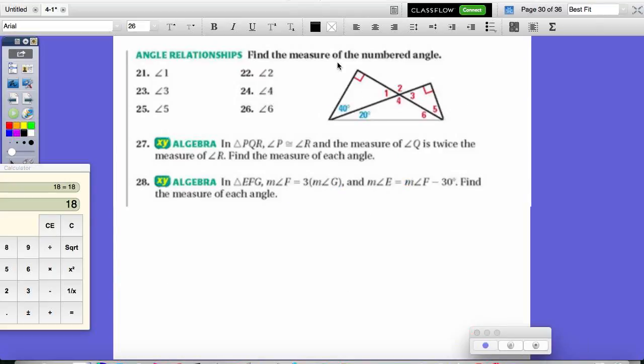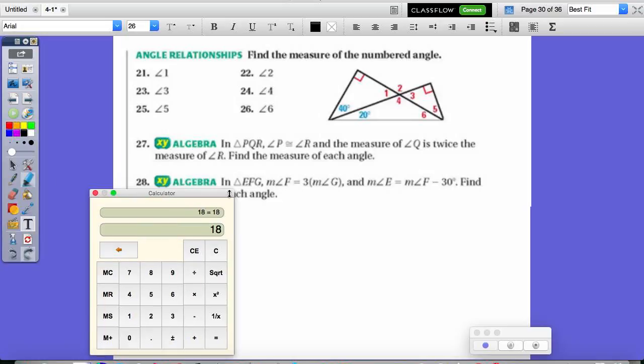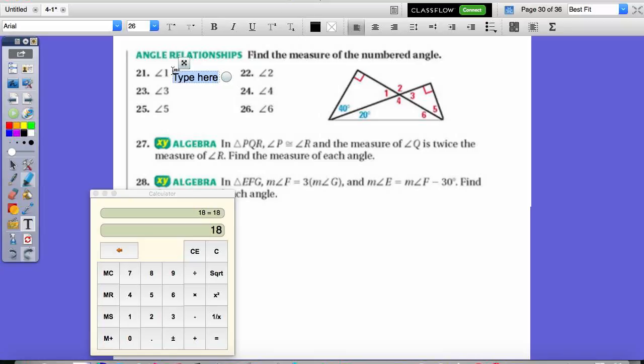Now they want to find the measure of the numbered angles. They want to find all of these. So I'm just not necessarily going to go in the order they want me to. Maybe I will. So let's see here. So we're going to start out here. This is a triangle. Angle 1 is an angle. This is 90. This is 40. So using the corollary, 40 and the angle 1 are going to be complementary. So angle 1 is 50 degrees.